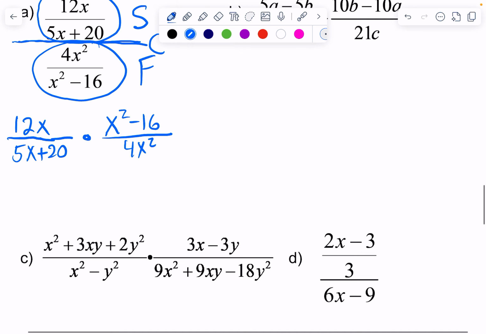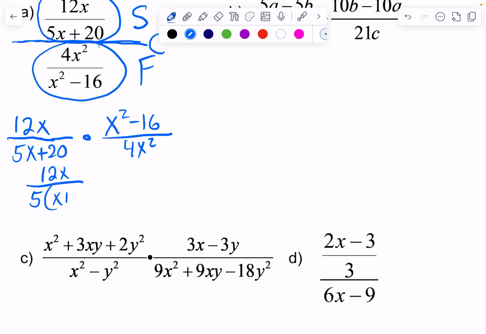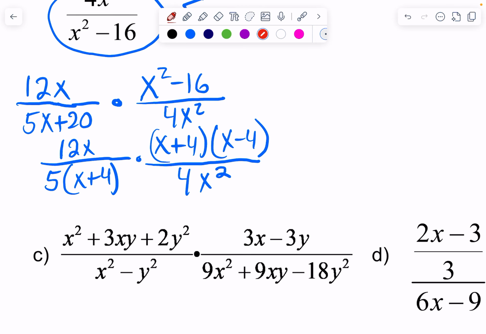Now let's factor those numerators and denominators. I've got 12x over, I can factor out a 5 here from the denominator, times we've got a difference of squares up here in the numerator, x plus 4, x minus 4, divided by a 4x squared.